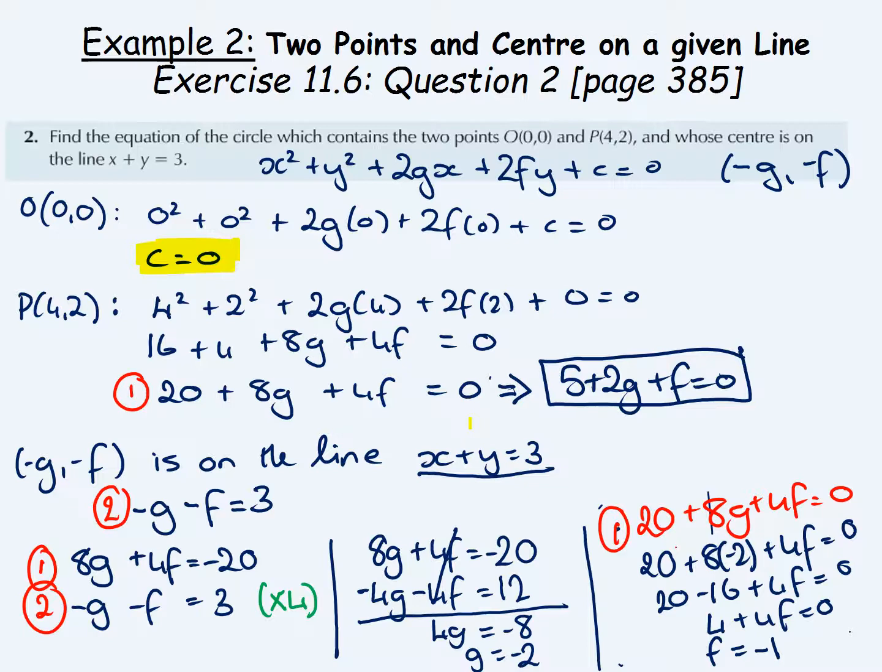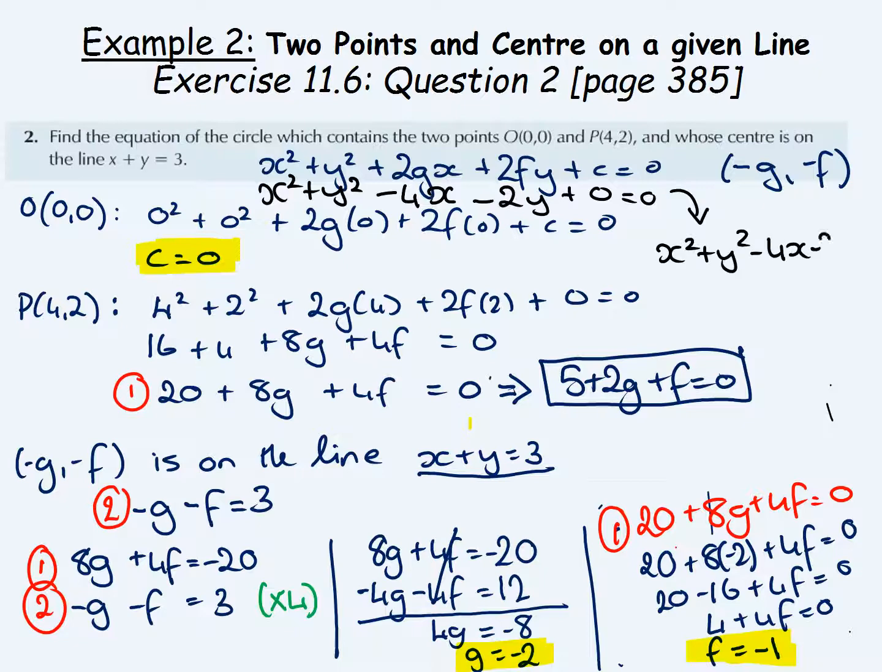So then if we go and finish it off, we want to sub those two values. So let's highlight those two values. We got g is minus 2 and f is minus 1. So let's put that back into our equation. So we get x squared plus y squared. So we'll end up with minus 4x, so we're subbing in 2 times minus 2. And 2 times minus 1 will give us minus 2y. And c is plus 0, so you can ignore that. So we can have x squared plus y squared minus 4x minus 2y equals 0. So that's the equation of the circle.